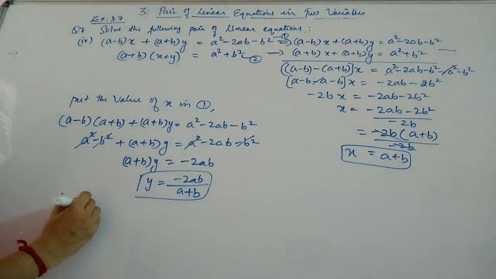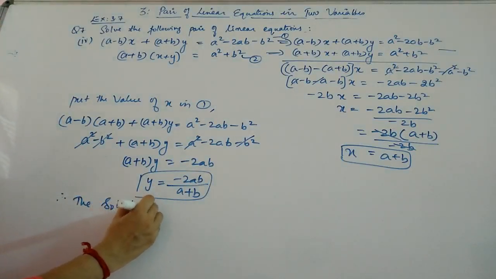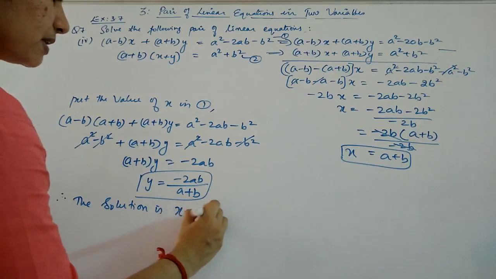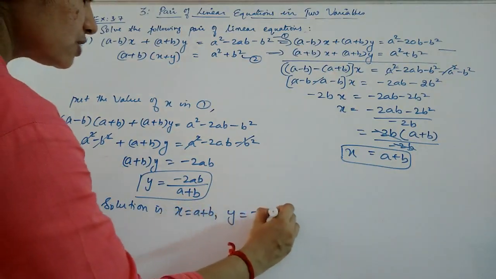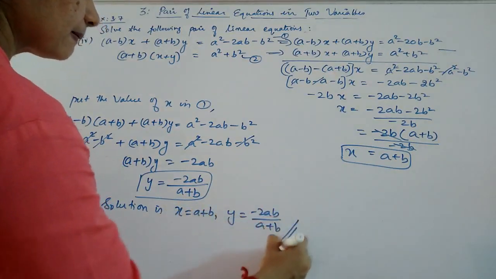Therefore, the solution is x equal to a plus b and y is equal to minus 2ab by a plus b. Okay.